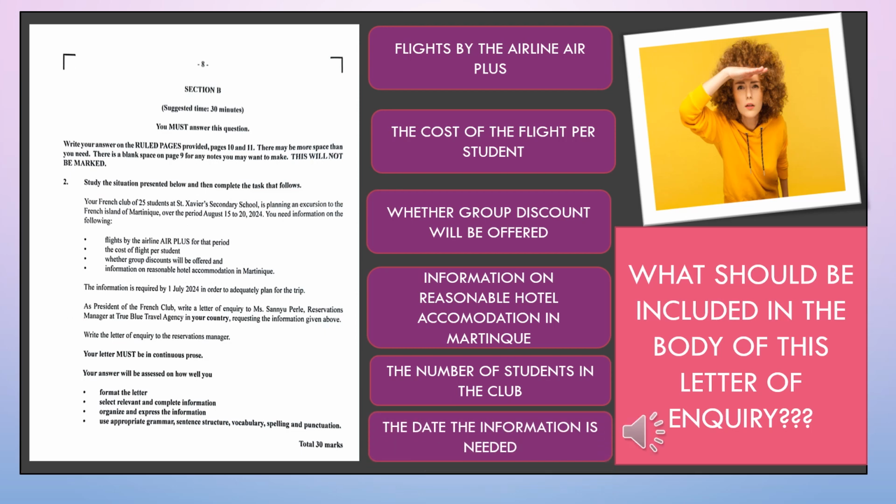From the situation that is presented here, you would have concluded that the following information should be included in the body of your letter of inquiry. One such piece of information is the flight by the airline AirPlus. 2. The cost of the flight per student. 3. Whether a group discount will be offered. 4. Information on reasonable hotel accommodation in Martinique. And of course, the number of students in the club and the date the information is needed on.